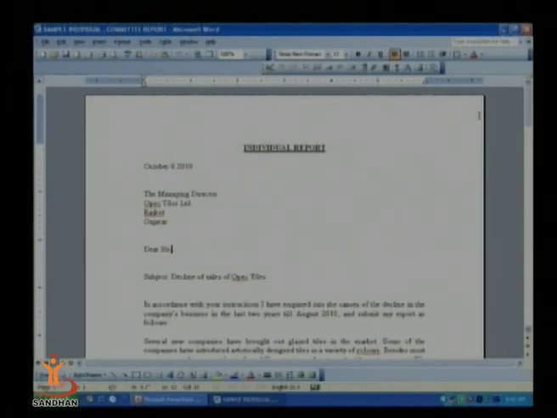And as we have already discussed, that individual report does not have a title. Instead, the title is incorporated in the subject line. So here, in this individual report, the subject goes as decline of sales of opaque tiles. Now we have the body of the letter.